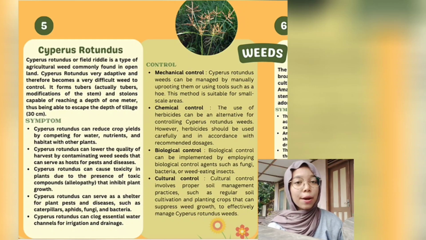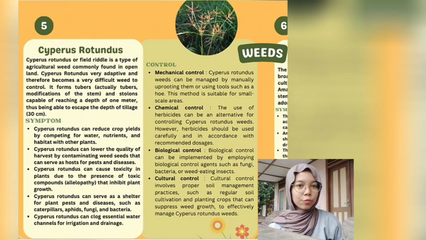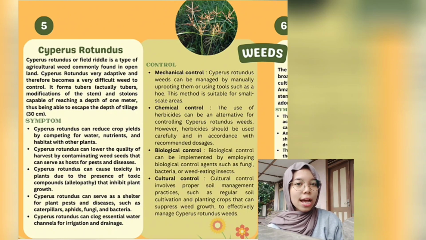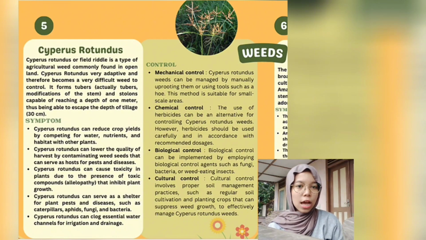The symptoms are: number one, Cyperus rotundus can reduce crop yields by competing for water, nutrients, and habitat with other plants. Number two, Cyperus rotundus can lower the quality of harvest by contaminating with seeds that can serve as hosts for pests and disease. Number three, Cyperus rotundus can cause toxins in plants due to the presence of toxic compounds, allelopathy, that inhibit plants' growth. Number four, Cyperus rotundus can serve as a shelter for plant pests and diseases such as caterpillars, aphids, fungi, and bacteria. Number five, Cyperus rotundus can clog essential water channels for irrigation or drainage.